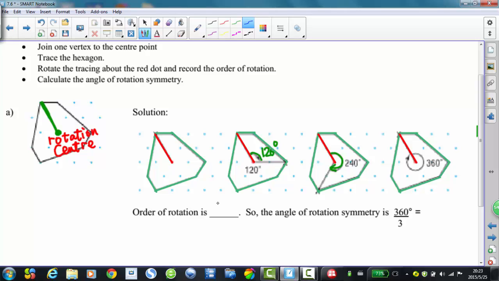So the order of rotation is 3. The angle of rotational symmetry is 360 degrees divided by the order of rotation, which is 3 here. So the angle of rotational symmetry is 120. The 120 means if you rotate 120 degrees at a time, the shape can coincide with itself.